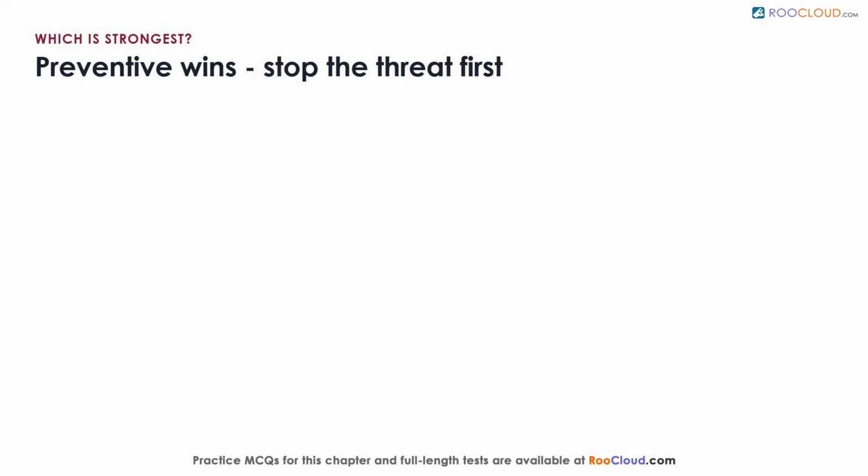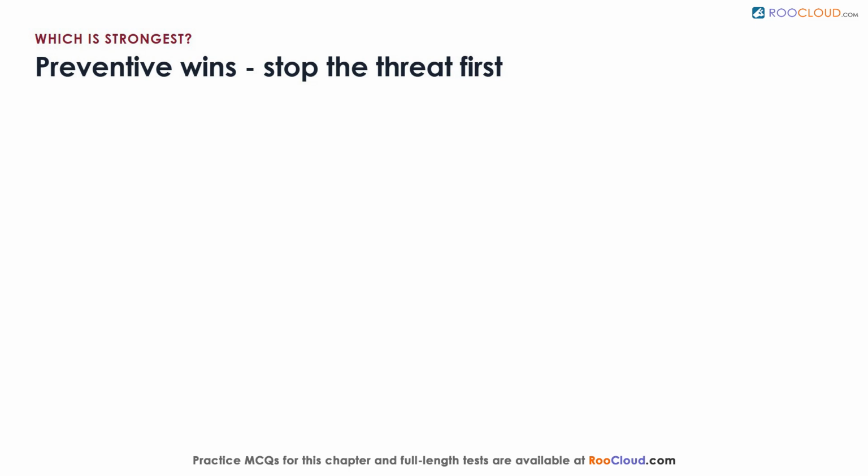Which control type is strongest? Preventive controls generally win. They stop the threat before it ever occurs. Picture an attacker with a stolen password. Multi-factor authentication blocks them at the door. A detective control would only flag the entry afterward. A corrective control would help you recover from it.